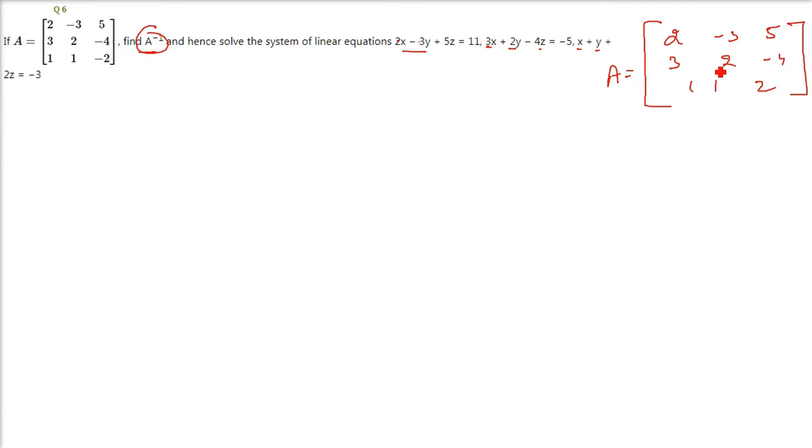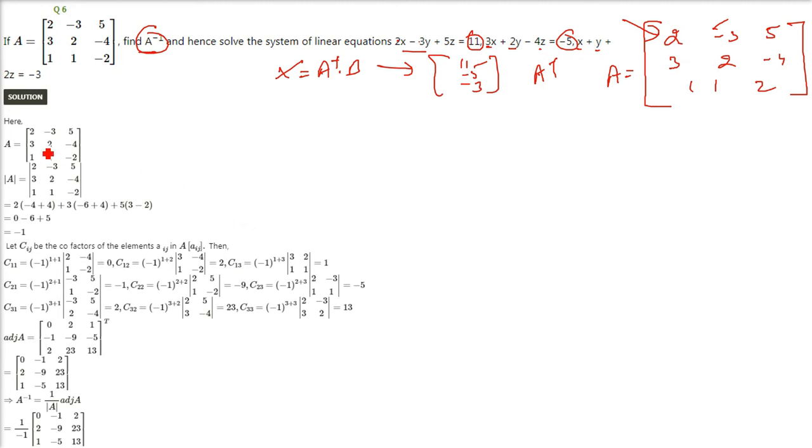Now for A inverse, you have to take the inverse of this matrix. I hope you will be able to find A inverse, because X is equal to A inverse B. We have to find out what B is. Let me write it here. B is 11, negative 5, and then minus 3. So just take the inverse of this A, multiply it with B, and you will get the solution.